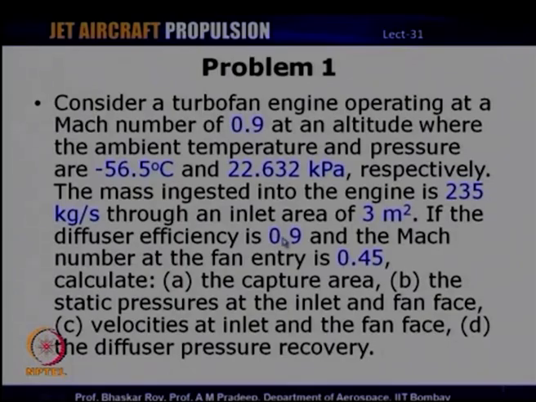If the diffuser efficiency is 0.9 and the Mach number at the fan entry is 0.45, calculate: part A, the capture area; part B, the static pressures at the inlet and the fan face; part C, the velocities at the inlet and the fan face; and part D, the diffuser pressure recovery. So, this is a problem purely for a subsonic aircraft. Therefore, this is a normal subsonic intake that we have seen.